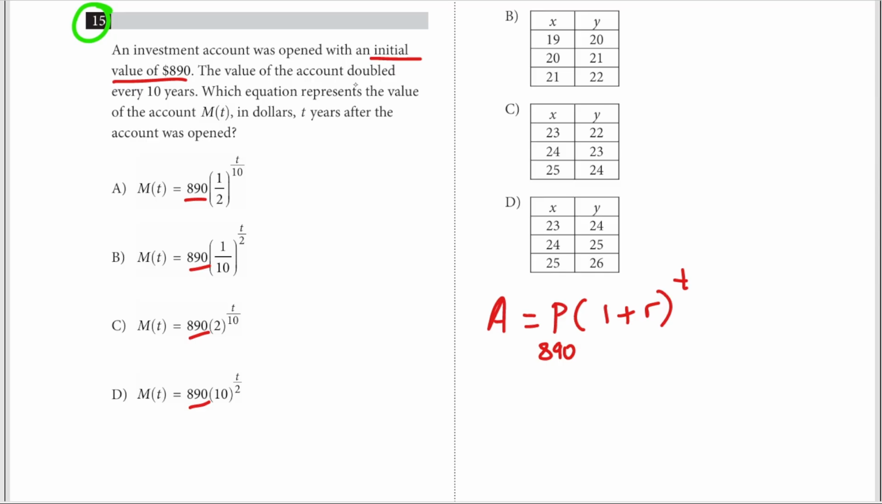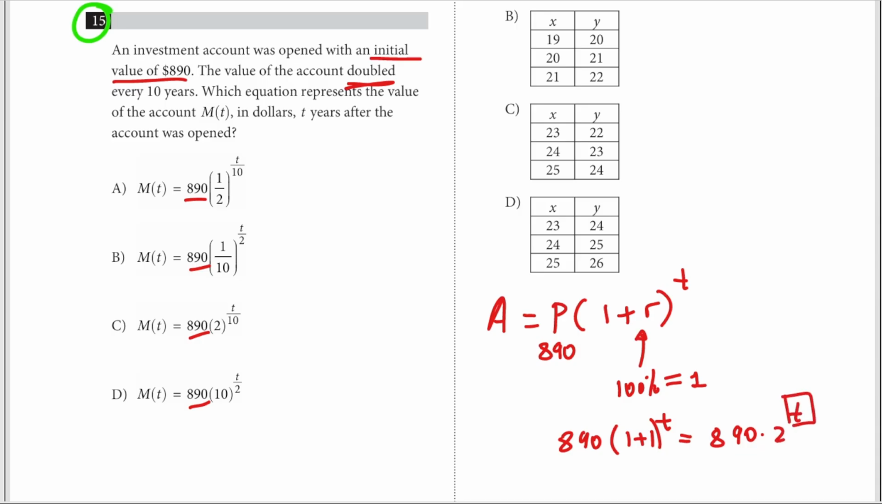Now, the value of the account doubled. Doubles means that it increases by 100%. So r is 100%, but when we convert 100% to a decimal, it's just 1. So therefore, it literally is double, right? So far, it's 890 times (1 plus 1) to the power of t. We don't know what t is yet, but it's essentially 890 times 2 to the power of some magical t.